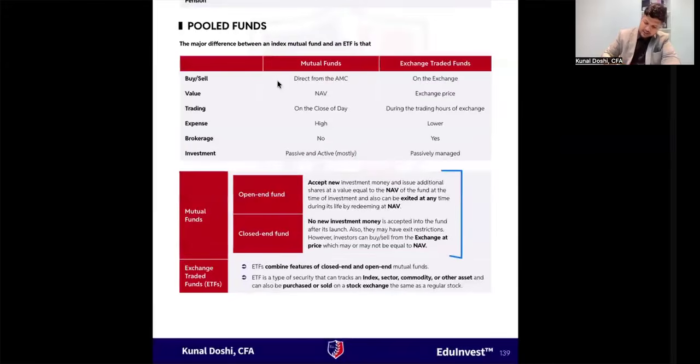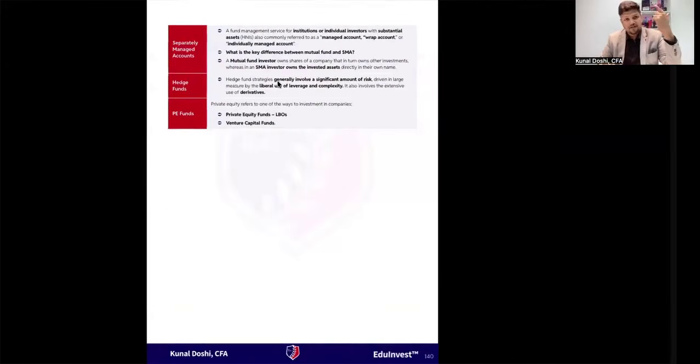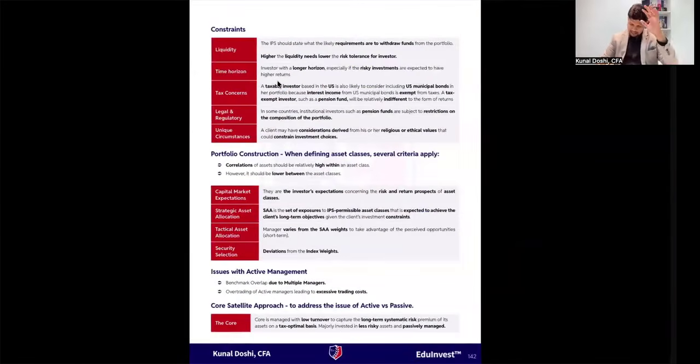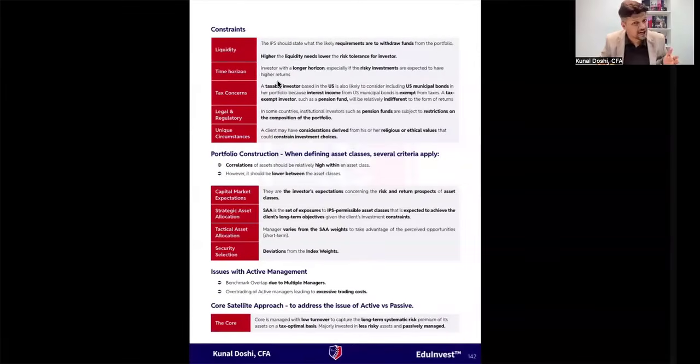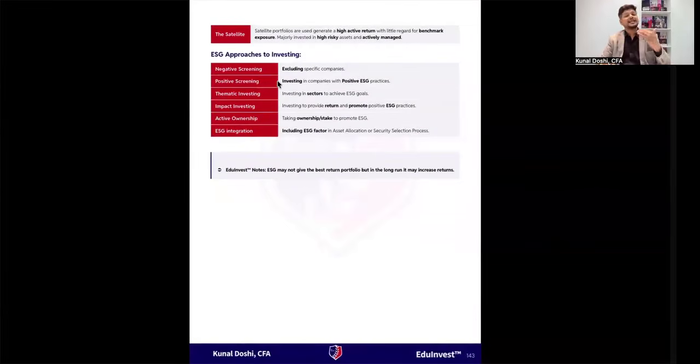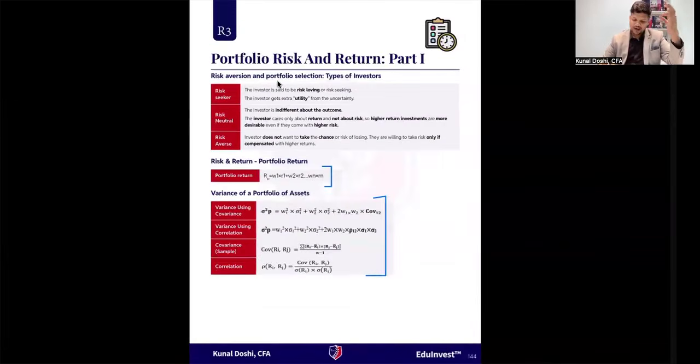This is your first reading, the overview. Your second reading perhaps has no formula as such because there is a lot of discussion related to different types of constraints in the IPS and objectives, risk and return, and then the constraints: TTLLU, time, tax, legal, liquidity, and unique circumstances. All right. The main formulas start from reading number 3.